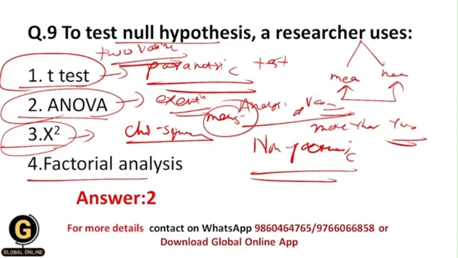And what is factorial analysis? Factorial analysis is the technique by which we reduce a large number of variables into smaller variable factors, and that's why it is called factorial analysis. So your correct answer for this question should be 2.